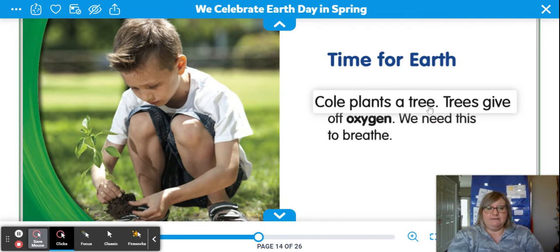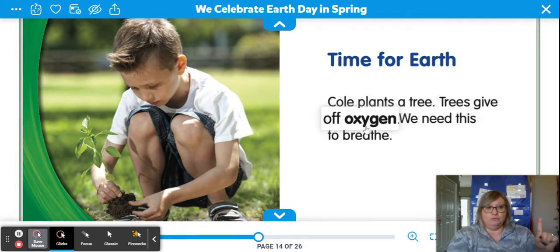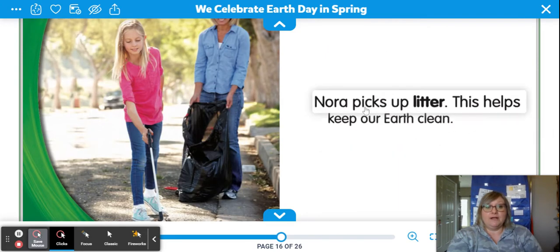All right, now we have another heading, time for earth. Cole plants a tree. Trees give off oxygen. Ooh, another bold word. I know what oxygen is. It's a big word for air. We need this to breathe. Nora picks up litter. Oh, that's a good one.